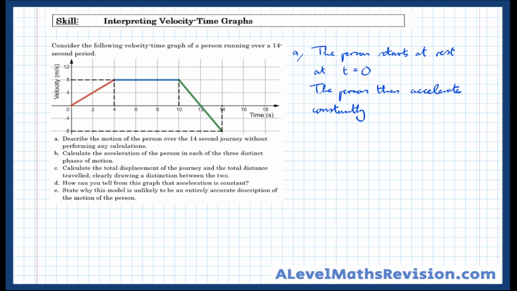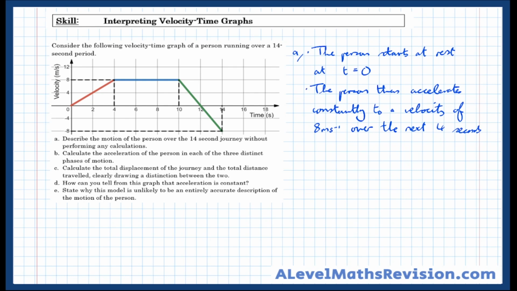The person then accelerates constantly to a velocity of 8 meters per second over the next 4 seconds. Now this is the confusing part, because you might be forgiven for thinking that they stop here. That's not what this graph says. So they don't stop moving at all. What this velocity time graph is saying is that they maintain a constant velocity of 8 meters per second.